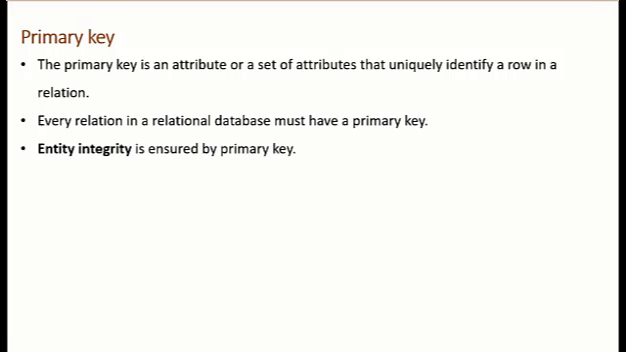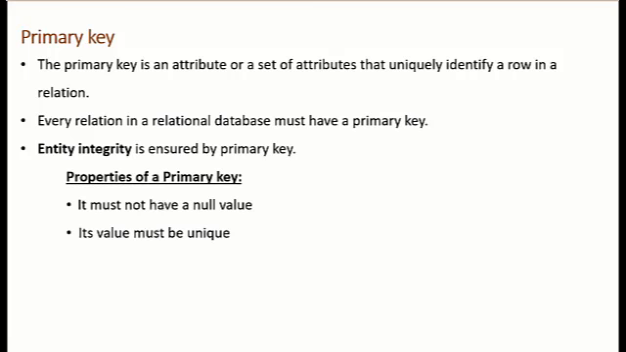Entity integrity is ensured by the primary key, and this entity integrity controls the duplication of data as well. Properties of a primary key are: it must not have a null value, its value must be unique, and the value stored in a primary key must be atomic.